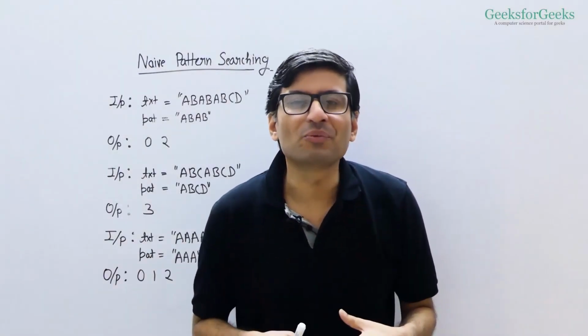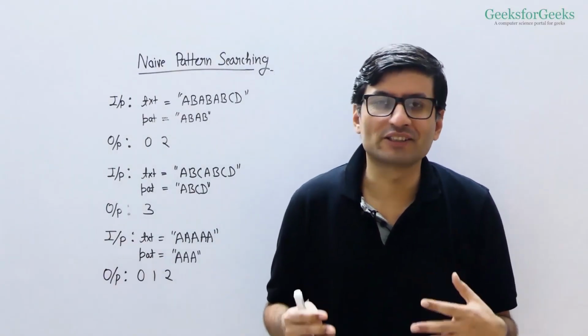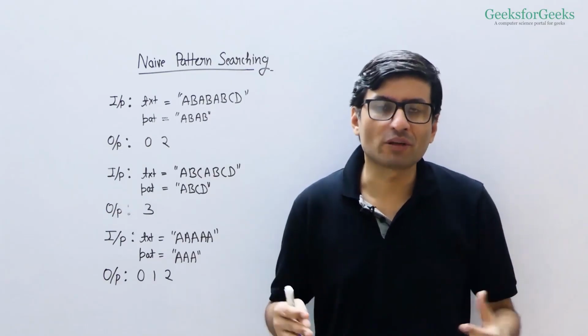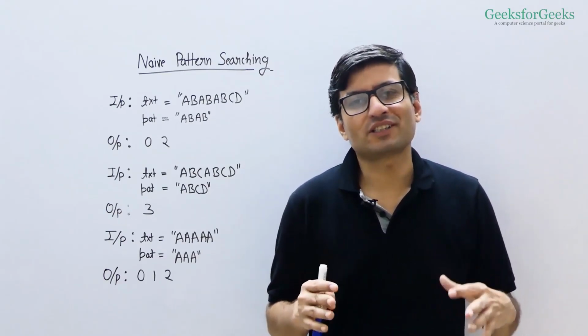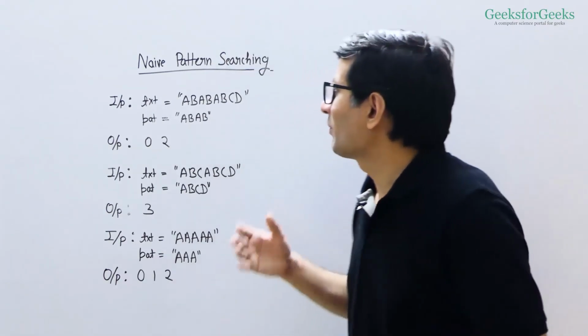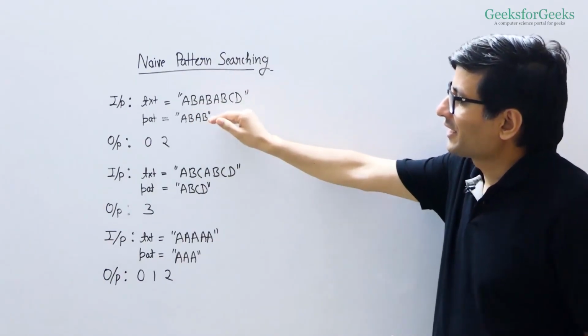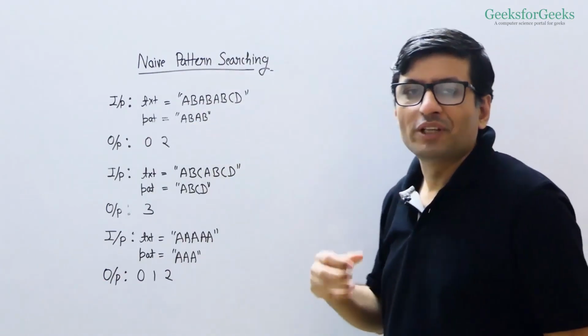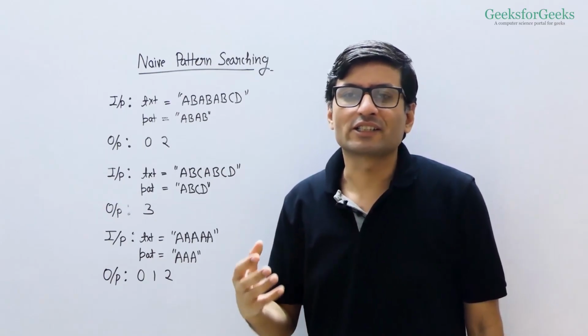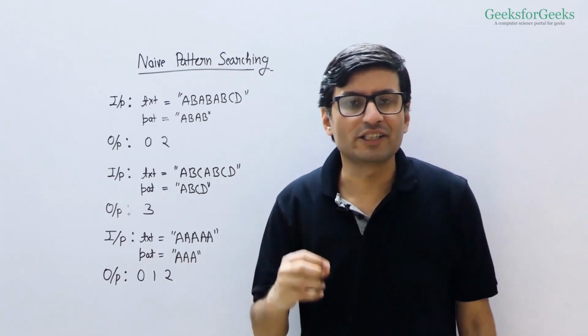Hi, in this video we are going to talk about the naive pattern searching algorithm. Before we talk about the algorithm, let's first see the problem. The problem is we are given a text and a pattern. We need to find all indexes where this pattern occurs in the text.